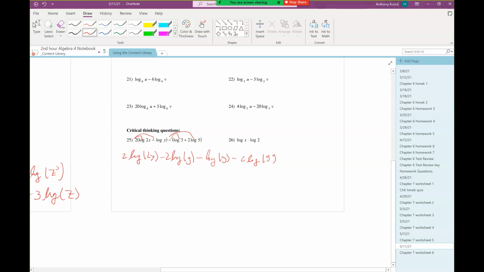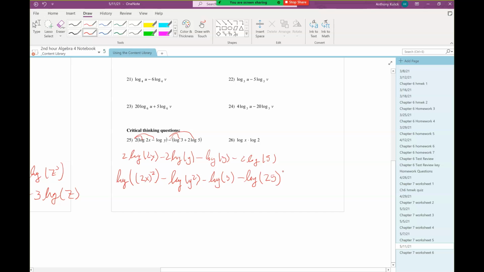So when doing a condensing problem, I'm going to first do my power properties. Here, because I have the 2x on the inside, that power of 2 needs to apply to the whole 2x. And then also the 5 squared, I'm just going to write as 25 at the end.